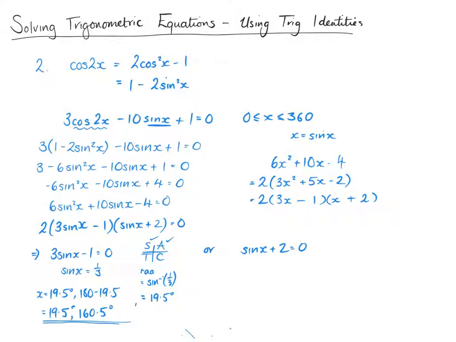And then our other one, we rearrange to get sine x equals -2, and then we therefore have no solution as sine x has to be between -1 and 1. Okay, right, so that's the second type. So now on to the third.